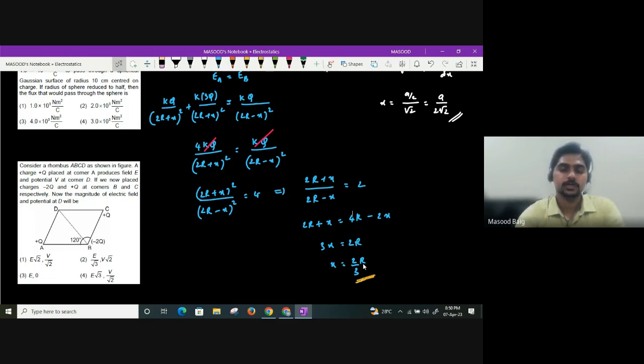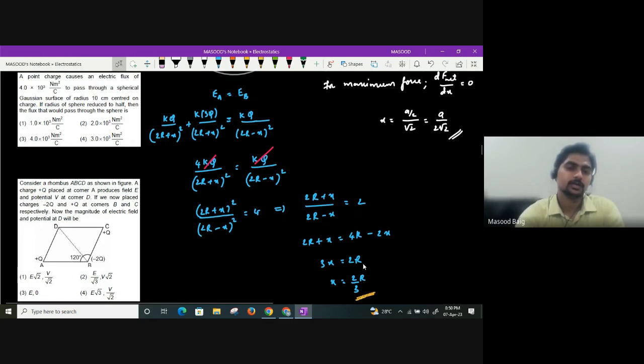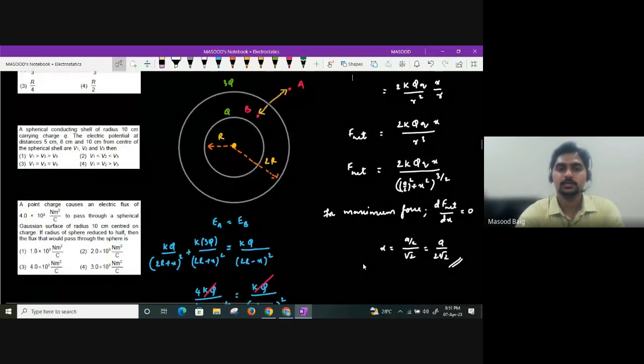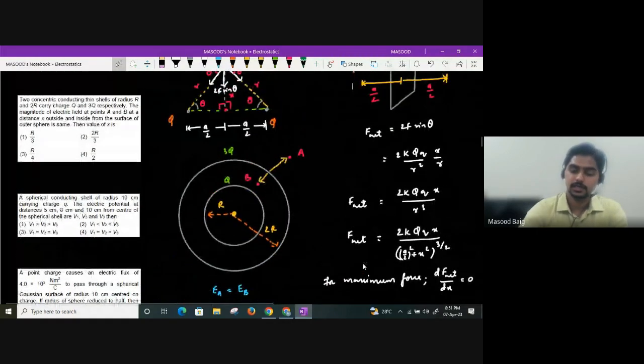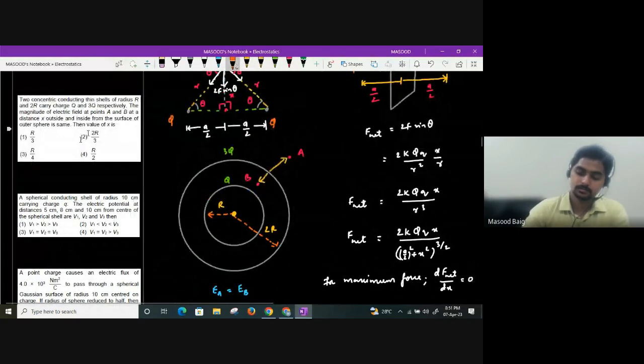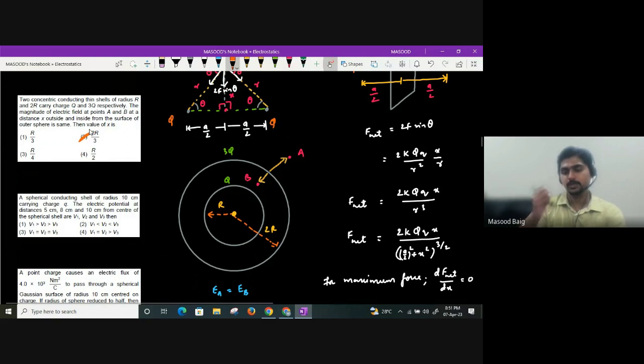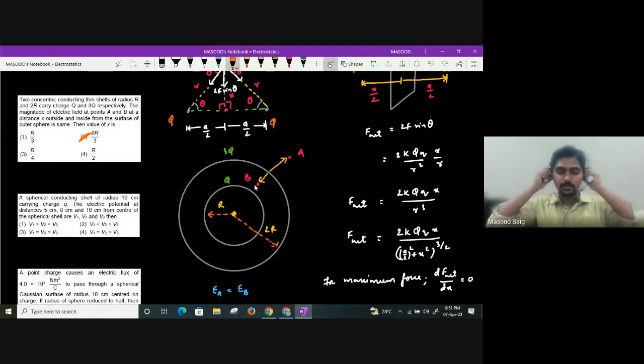Understood, everyone? Electric field at points A and B are equal, they have given. They're asking us to find the value of x. Did I get 2r by 3? Yes, we got 2r divided by 3. Please remember, guys, just like potential at any point is the algebraic sum of potentials due to all the charges present in the system, field at any point will be the vector sum here because field is a vector quantity.